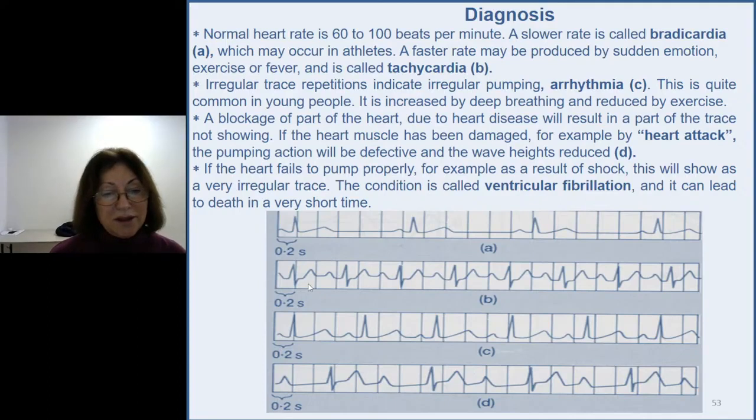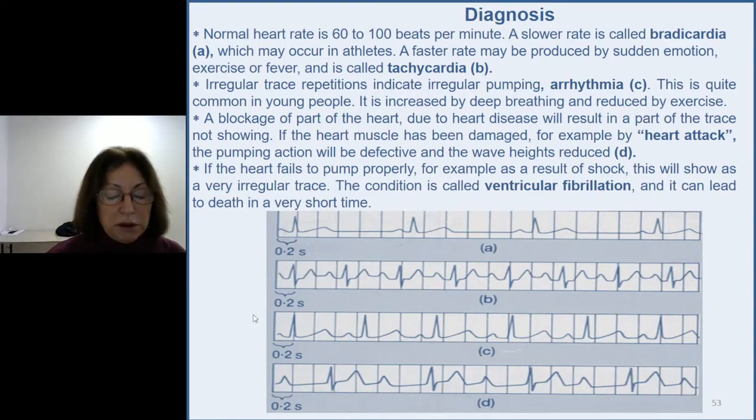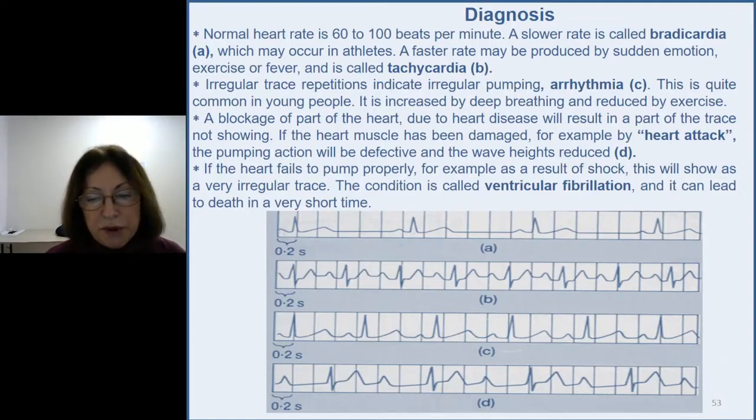And look, the shape of the electrocardiogram is analyzed, and experienced doctors' eyes can diagnose the condition of the cardiac muscle. Or nowadays it is done more precisely, by the computer.